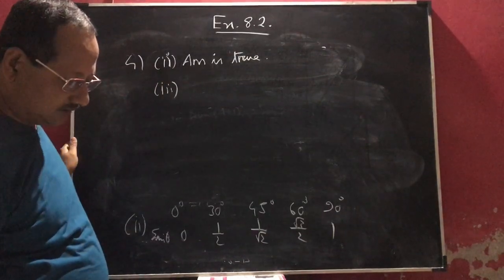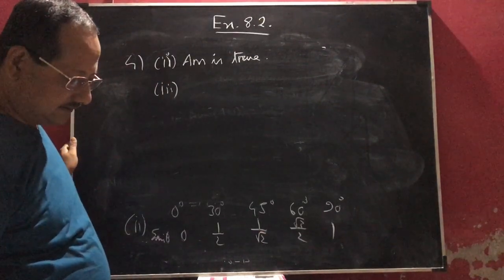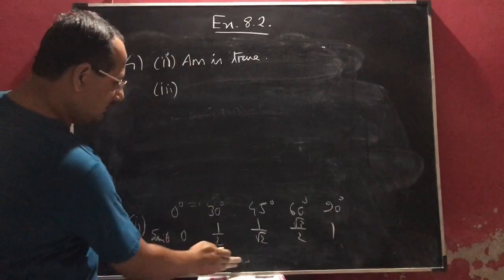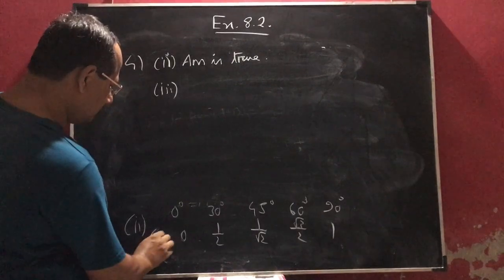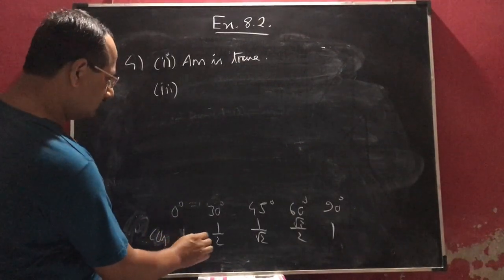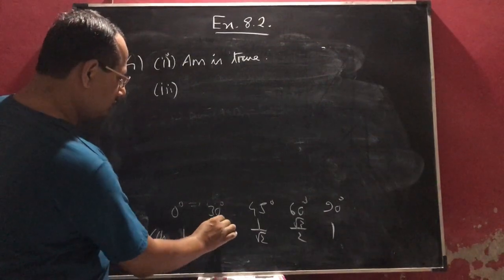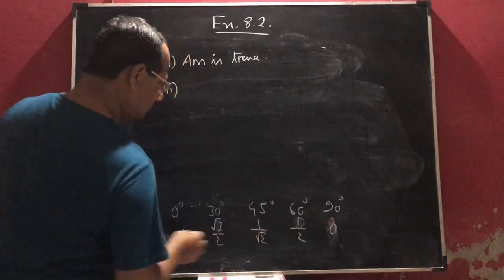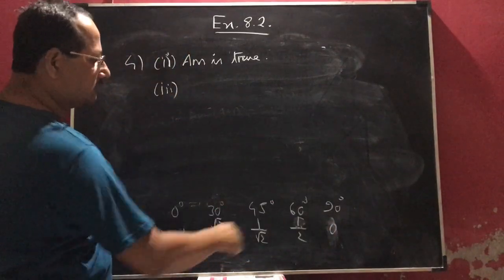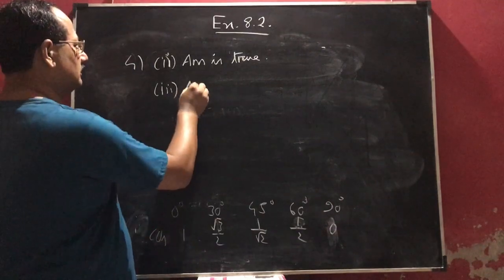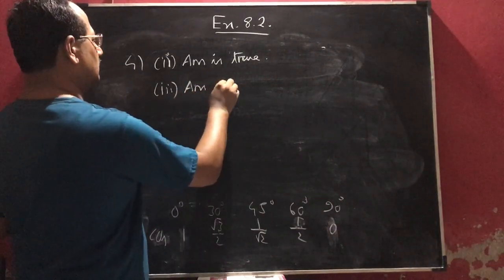The value of cos theta increases as theta increases. Similarly, you see in cos theta, the values are 1, root 3 by 2, half, 0. Then if theta increases, cos theta decreases. So the result is false. The answer is false.